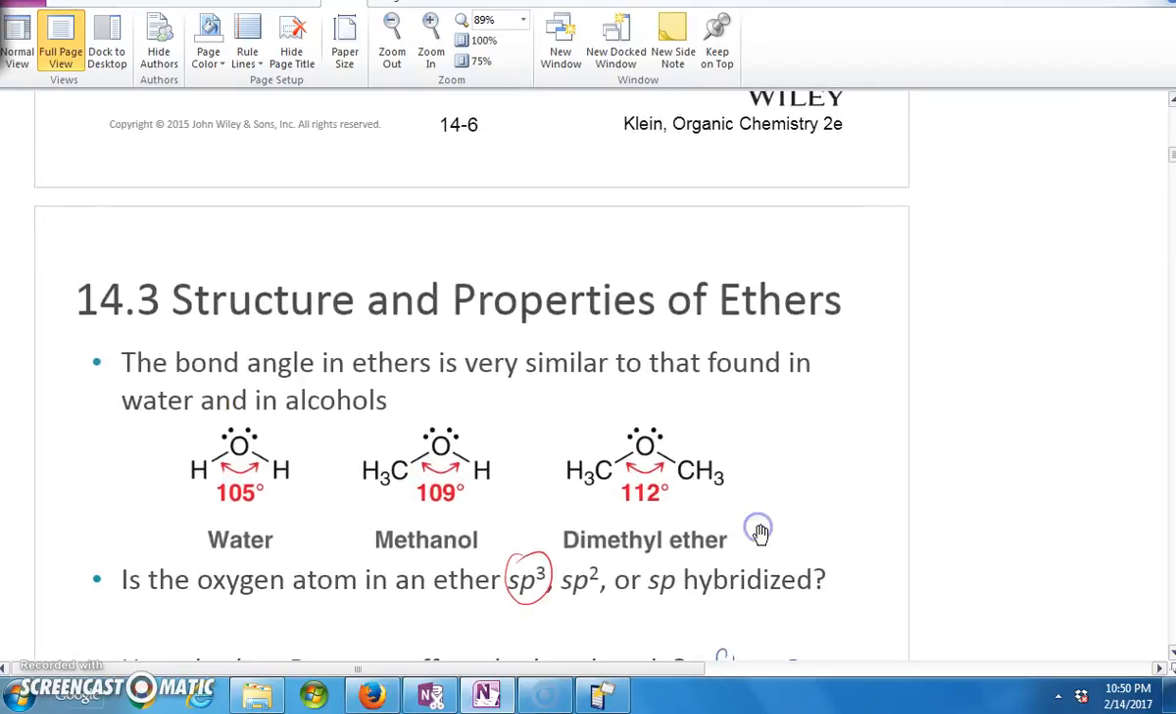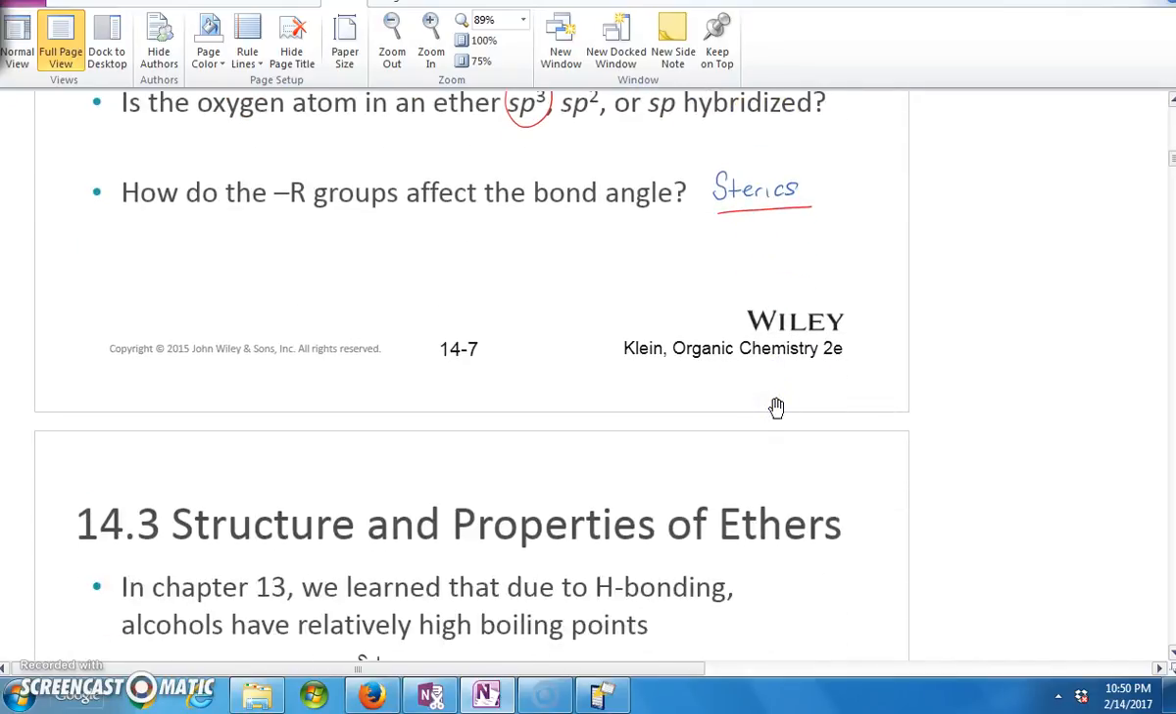Now, structures and properties of ethers. We know that the bond angle of ethers is similar to that found in water and alcohols, which is about 112 degrees. We expect the hybridization about this oxygen to be sp3. Now, how do the R groups affect the bond angle? Of course, the R groups will increase the bond angle because of sterics. They are bulkier, so they are going to increase the bond angle.